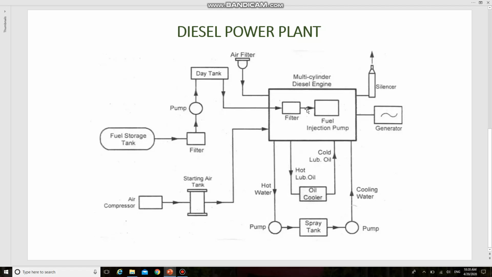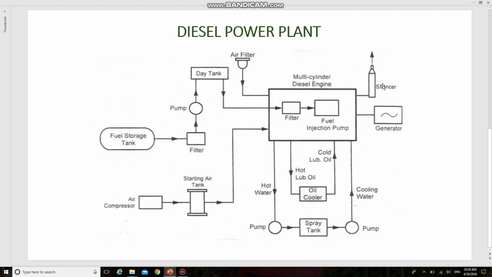Next one is exhaust system. The exhaust gases coming out of the engine are very noisy. In order to reduce the noise, a silencer, a kind of muffler, is used. Okay, this is the explanation of various components involved in diesel power plant.